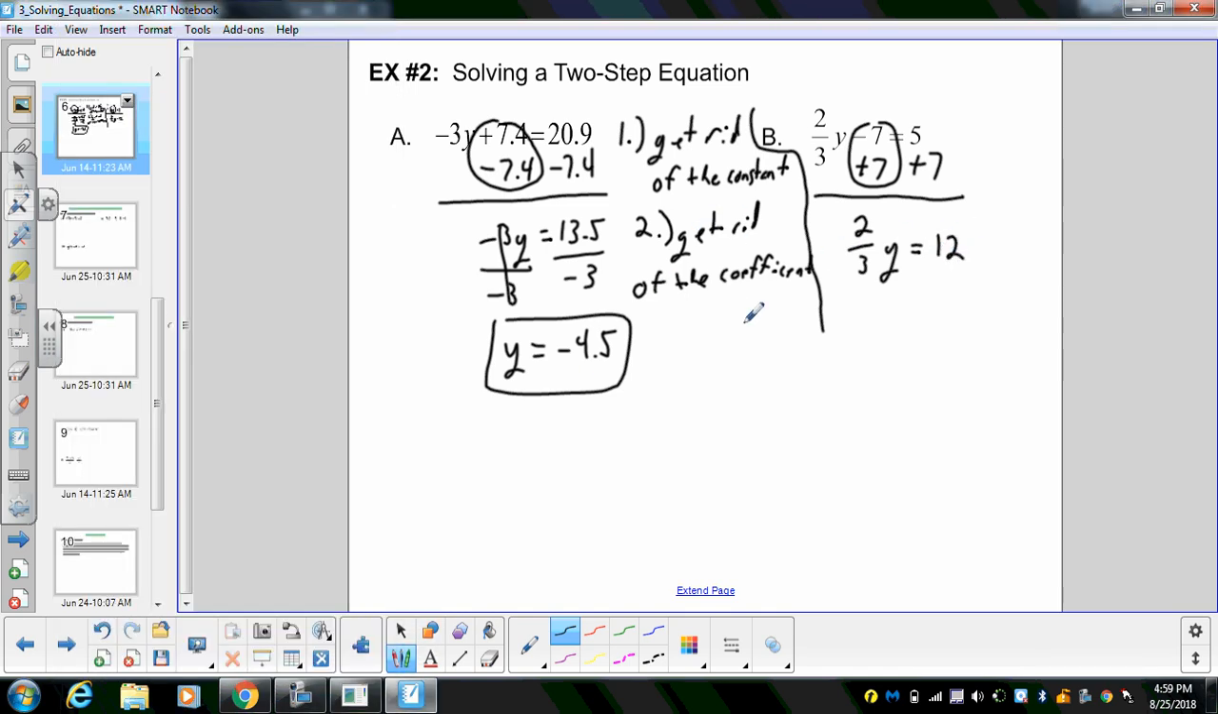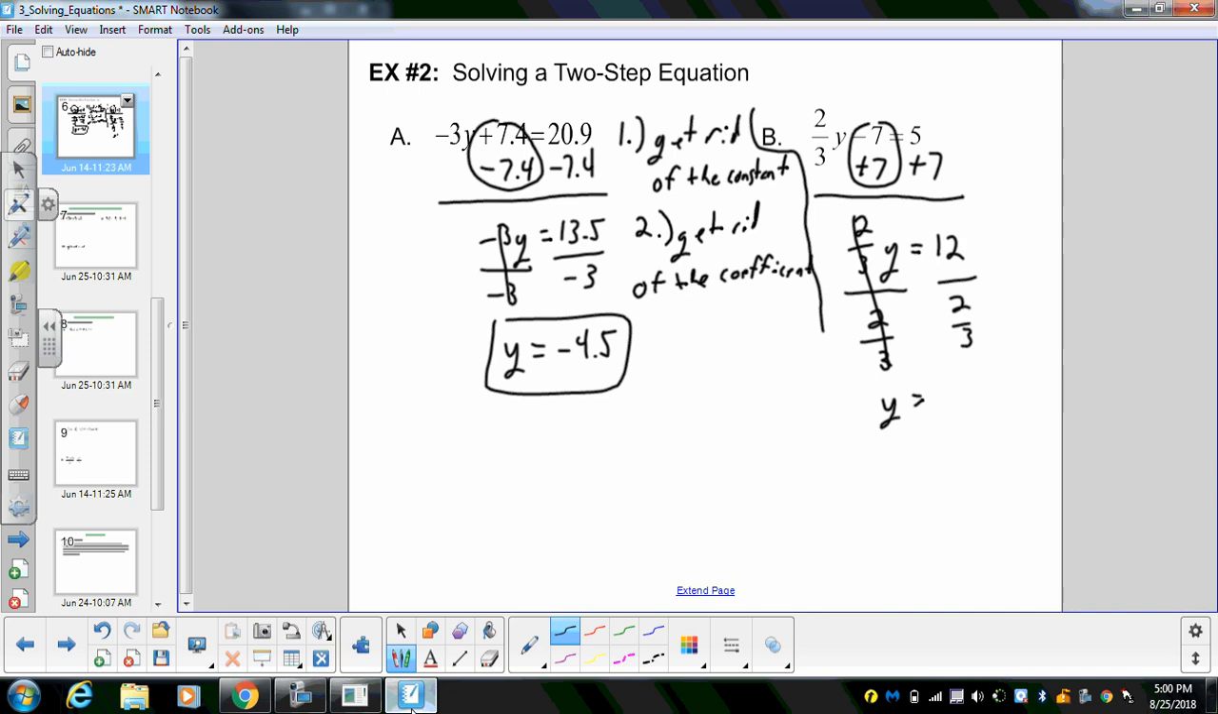Next, step 2 says get rid of my coefficient. Well, my coefficient is a fraction, which is 2/3. Well, that's okay. Fractions are numbers too, so I'm still going to divide by 2/3. That will cancel out because it's the same thing. And now I have 12 divided by 2/3.